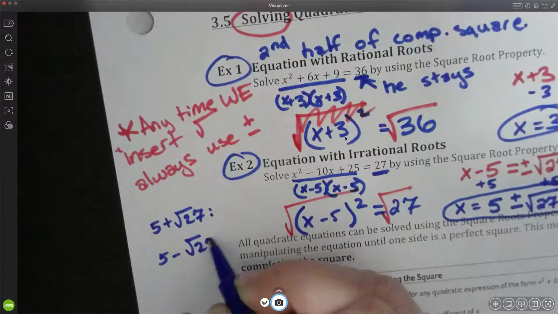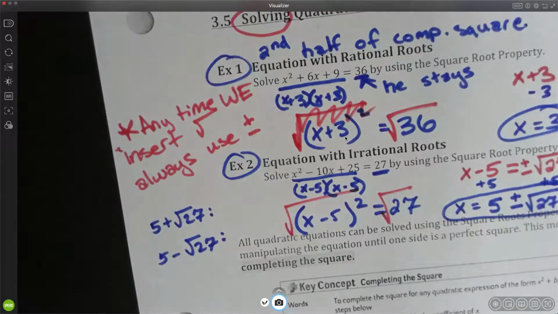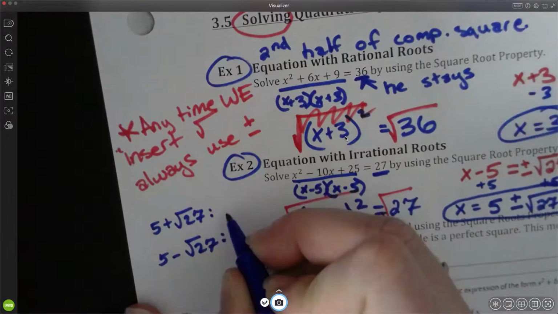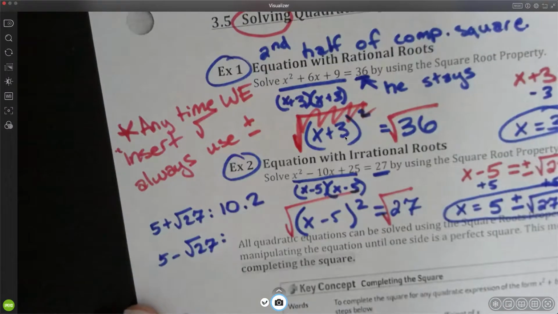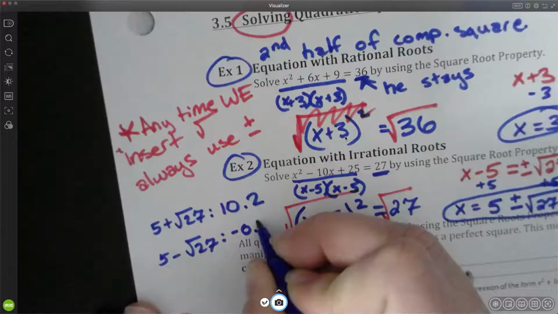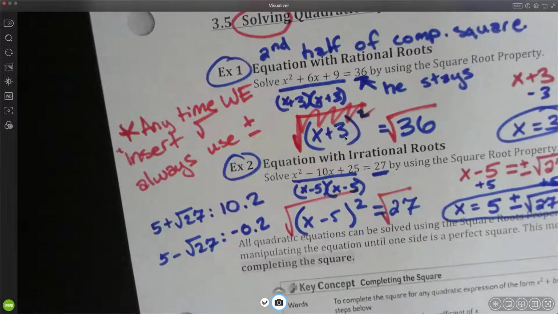If you type those into your calculator, you will get the numbers 10.2 and negative 0.2. If you type in 5 plus the square root of 27 and 5 minus the square root of 27, you will get those as answers: about 10.2, and negative 0.2. So we still are getting 2 answers, but they're really ugly decimals, right? So you're going to write your answers as 5 plus and minus the square root of 27. So we don't have to do the square root.